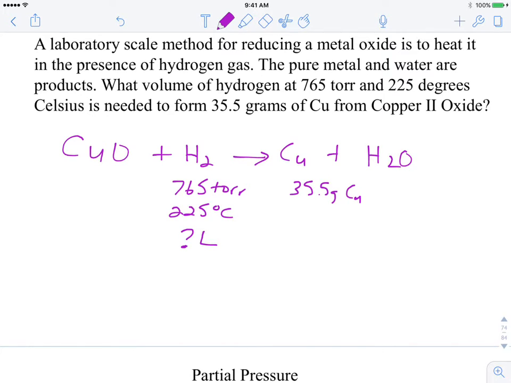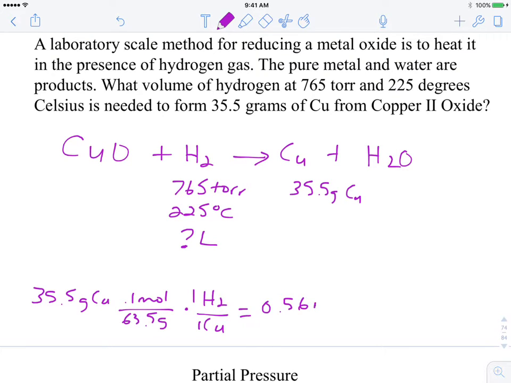So this is a straight up stoichiometry problem with a twist at the end. The twist is using PV equals nRT. Our plan is to take our 35.5 by 1 mole for every 63.5 grams, times 1 hydrogen for every 1 copper. When we do that, what we get is 35.5 divided by 63.5, and I get 0.56 moles of hydrogen.